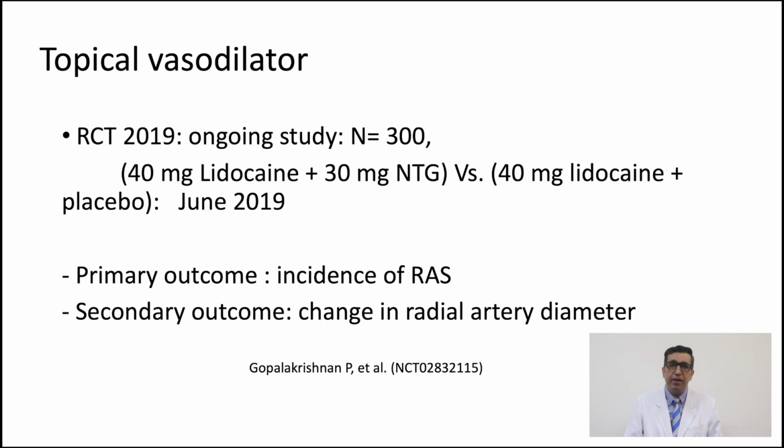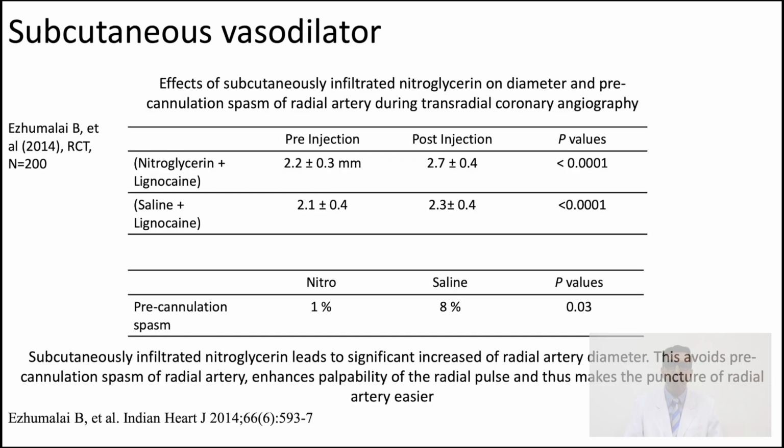We eagerly await the result from an ongoing study of 300 patients, which looks for the difference in the incidence of radial spasm by giving 40 milligram lidocaine plus 30 milligram of nitroglycerin compared to only 40 milligram lidocaine, with the primary outcome of the incidence of radial artery spasm.